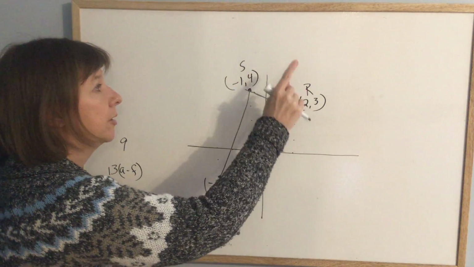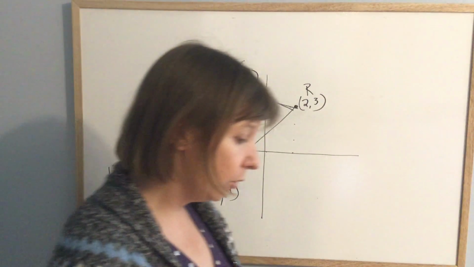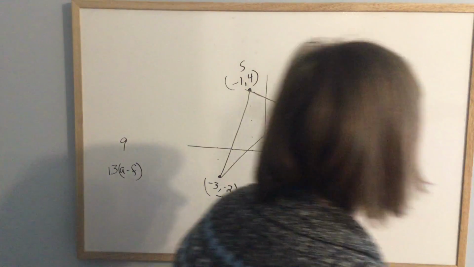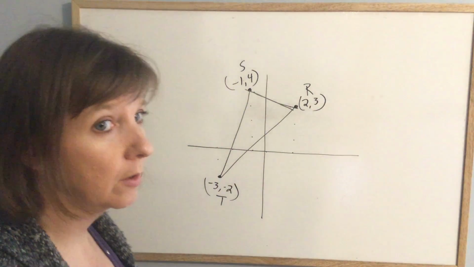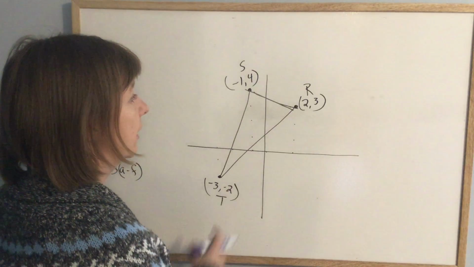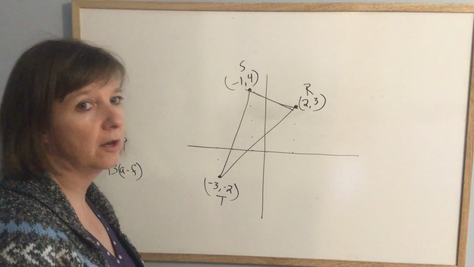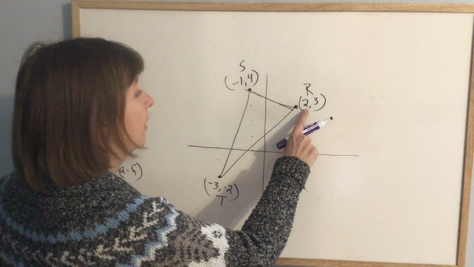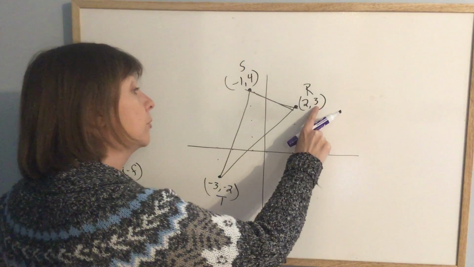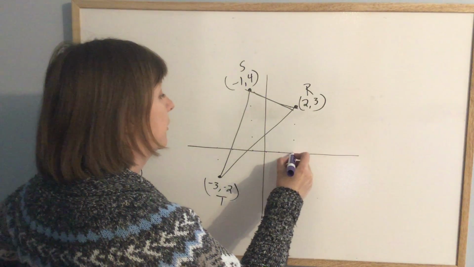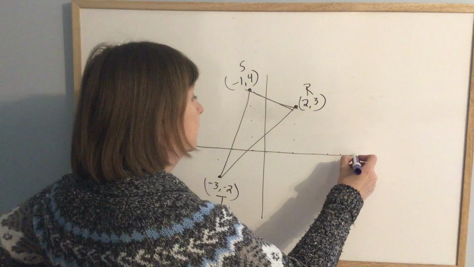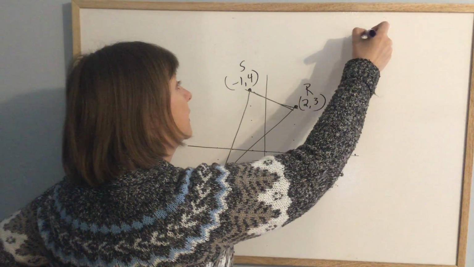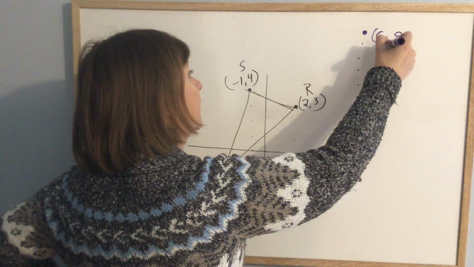I expect you to label it R, S, and T so that I know that you understand where that all goes. They want you to do the mapping rule 3x, 3y. So they want you to take your xy points and go to 3x and 3y. In other words, just multiply everything by 3. So R prime, 2 times 3 is 6, and 3 times 3 is 9. So 6 and 9. That is R prime.